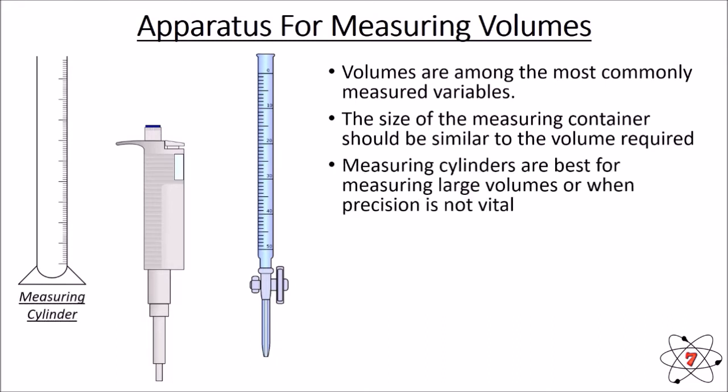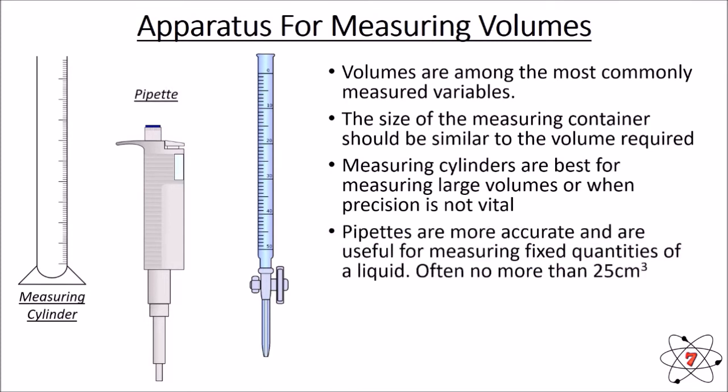Measuring cylinders, on the whole, are useful for large volumes, so when precision isn't necessary. So more than 25 centimeters cubed or 25 milliliters generally. Pipettes are much more accurate than a measuring cylinder, and they're good for fixed quantities when we know how much volume we need before we start. We generally wouldn't use a pipette for more than 25 centimeters cubed.